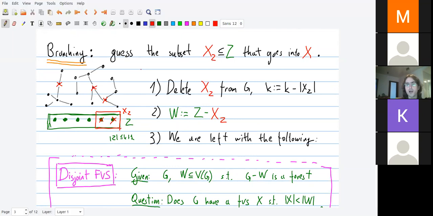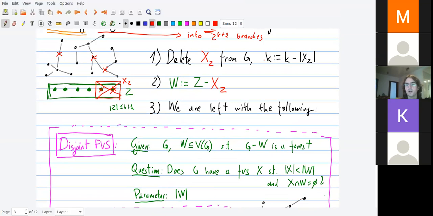By branching into 2 to the k plus 1 subroutines, I am assuming that I know exactly what the intersection of the optimal solution and the set Z is. Once I fix the set XZ, I can do some cleaning up operations. I can remove this whole part from consideration, because it will definitely go to the solution, and I can reduce the budget. I will call this budget L in the future. The budget for the remaining deletions is k minus the size of XZ, the part that I deleted. And now, let W be this remaining part.